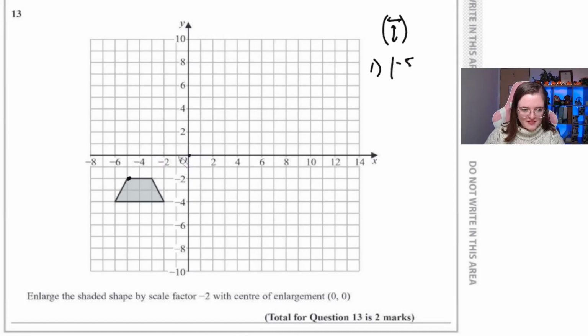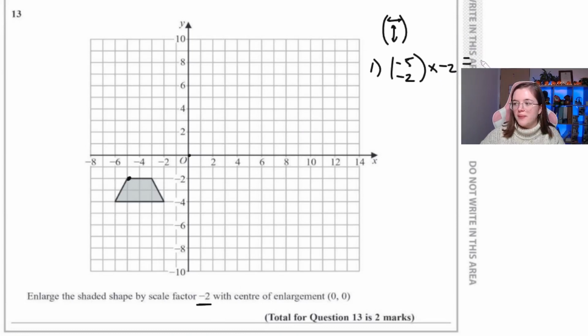1, 2, 3, 4, 5. There we go, 5 left. And then after you get there, you're going 2 down, 1, 2, which is then -2. And then for each of the points, I'm going to times that by our scale factor, -2.